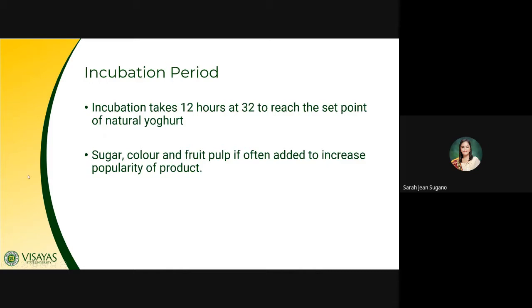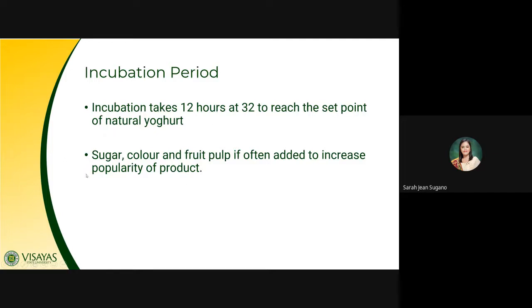So the incubation period will take 12 to 32 hours to reach the set point of the natural yogurt. It really takes time for the microorganisms to grow and interplay to bring down the pH and to convert the milk protein into peptides. So that is why it takes 12 to 32 hours.